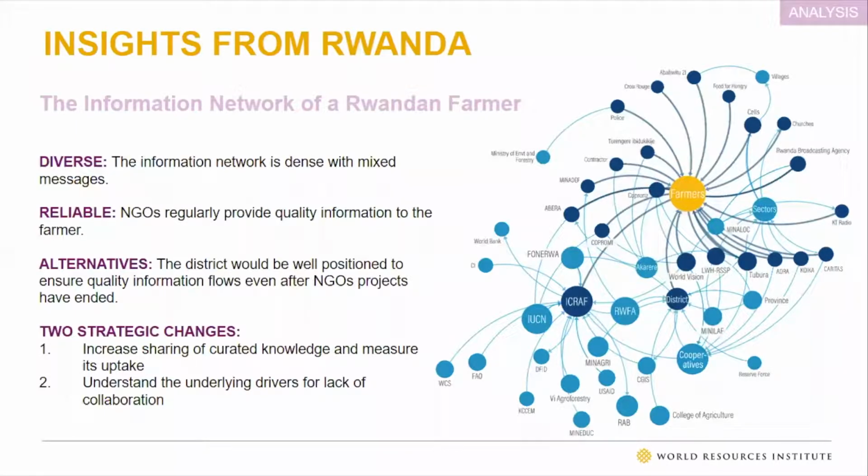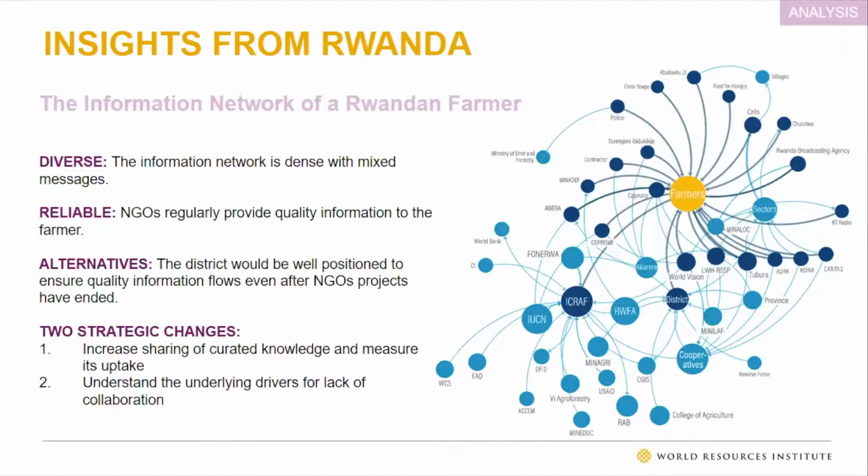And when we went back to those strategy for change questions, we found out that yes, the information network is dense, it is diverse. We have lots of different people giving information to the farmers. However, many of these messages were mixed. So the farmers didn't really know what information to take. Reliable? The NGOs were actually the most reliable. They were providing quality information regularly to the farmer. So we recommended that the NGOs keep providing that information and sort of unify those messages so that the diversity does not become as much of an issue.